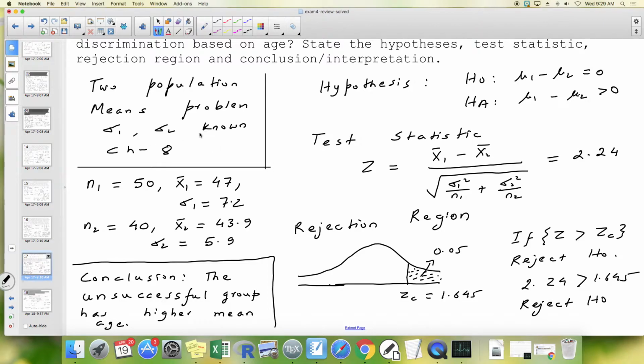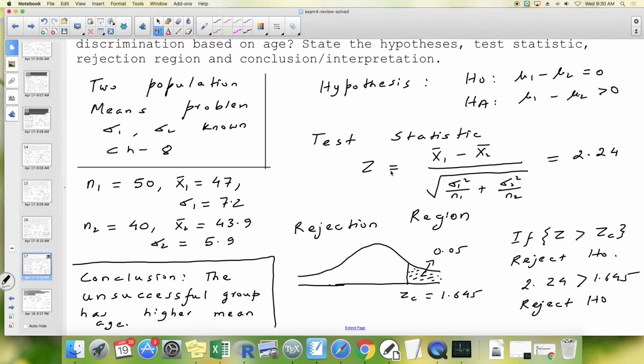So since sigma 1, sigma 2 is known, we are going with a z test. So z equals x1 bar minus x2 bar divided by square root of sigma 1 square by n1 plus sigma 2 square by n2. That's given in the formula sheet. And if you plug those numbers that you see here, this will be 2.24.